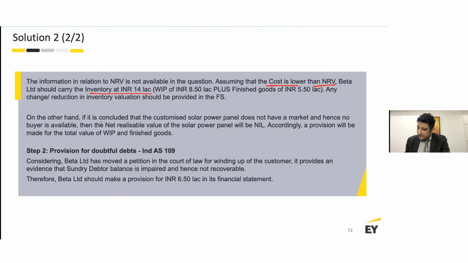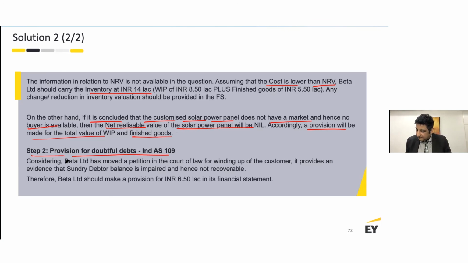Okay, and then assuming that the customized solar power panels do not have any market, which means that no customer is available, then the net realizable value would become nil, and the entire 14 lakh has to be written off in the books as a loss, right? So that's the first category of our asset, which is the inventories of work in progress as well as finished goods. Now, the other category of the asset is the sundry debtor, where we are referring to IND AS 109.